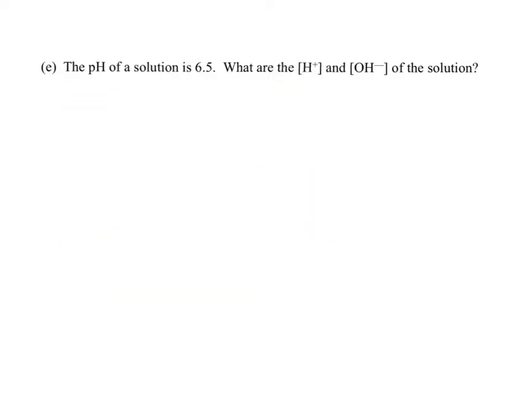So finally, we're going to do one more practice problem. It's going to be a little bit more difficult because, again, this is how AP is going to work. So this says that the pH of a solution is 6.5. So I'm actually given the pH this time. So the question is, what are the H plus and OH minus concentrations of the solution?